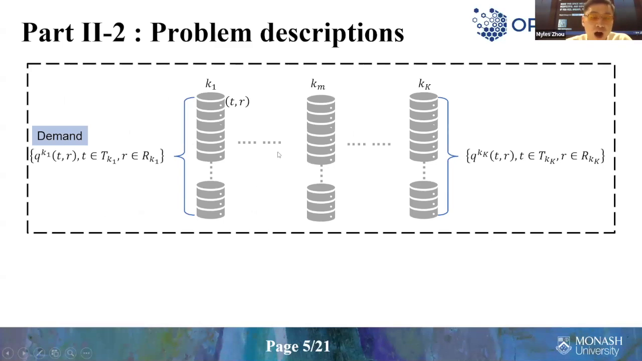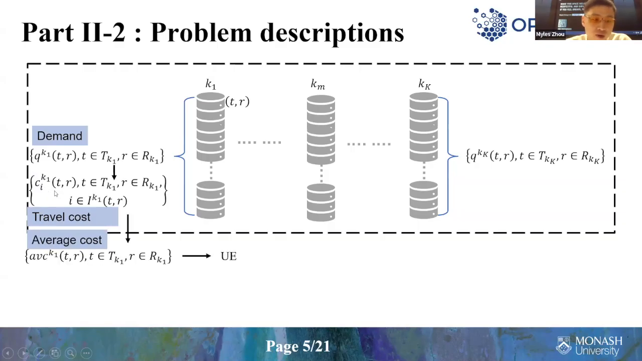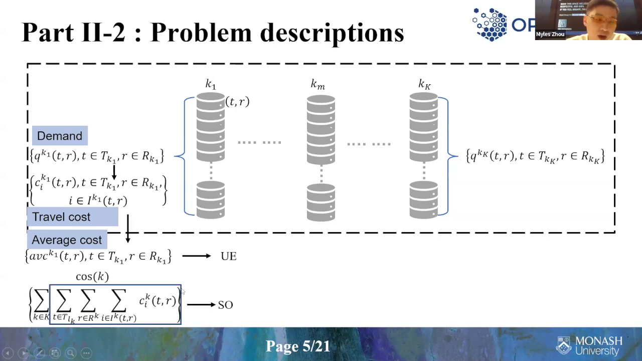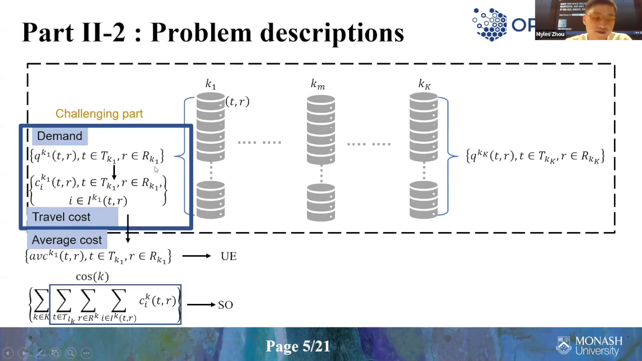This is just a summary of how this problem works. We have such passenger decisions. This K is the OD pair, this T is the departure time, and this R is the route. And then we have such a matrix of passenger decisions. For each option, we will have lots of passengers here. If we have these demand decisions, how can we calculate the travel cost? Then if we get the travel cost, we will evaluate the average cost for modeling the user equilibrium problem, and we sum all these users' travel costs to model the system optimal problem. The key point here is we need to find a way to relate the demand and the travel cost.